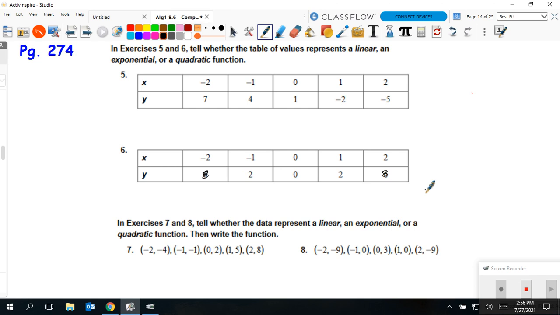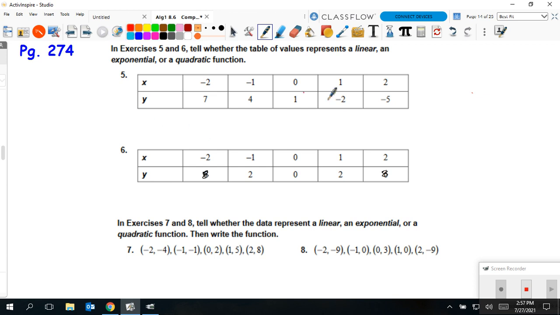All right, so go ahead and try number 5 and 6. Do the same thing with either looking at the difference of your y values, or if it has a common ratio to determine whether it's linear, exponential, or quadratic. Go ahead and pause the video and see if you can figure it out for 5 and 6, and then you can play it to check your answer.